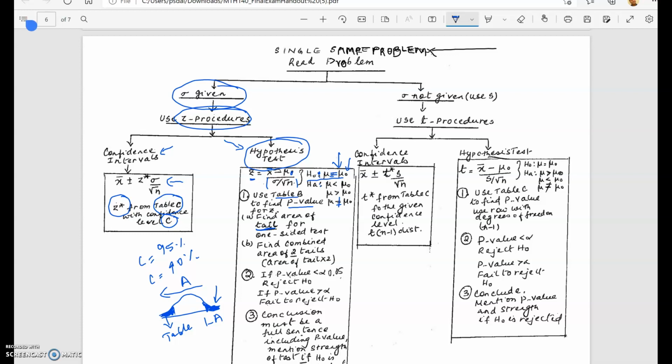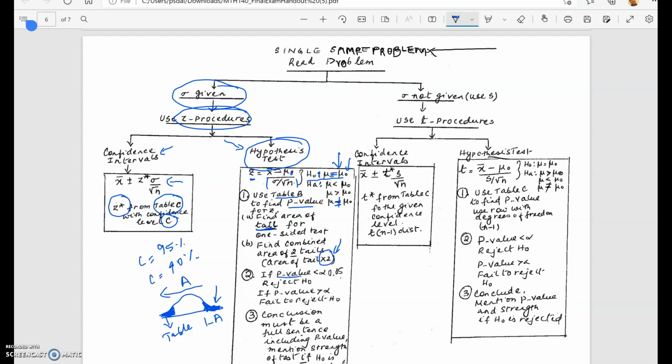If it's a two-tailed test, which means if you have a not equal to, it's a two-sided test, you find the area of the tail from your z-statistic and multiply it by 2. Because of symmetry, the areas of both the tails will be the same, and that's the reason why you multiply by 2. That's how you find your p-value.